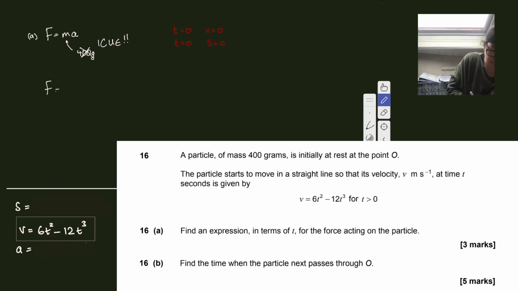We've got F equals, we know the mass in kilograms, and you need the acceleration. How do we get the acceleration? We differentiate the velocity. Okay, you can do that one now.